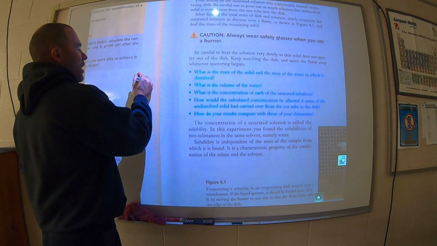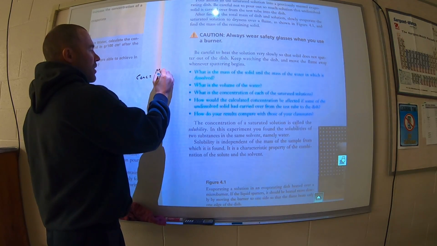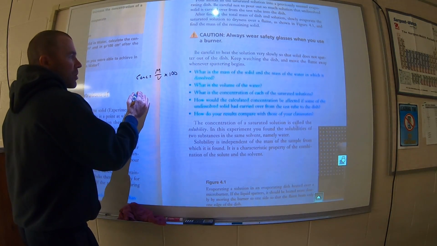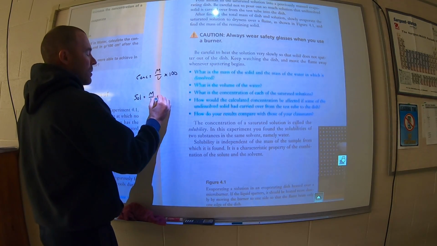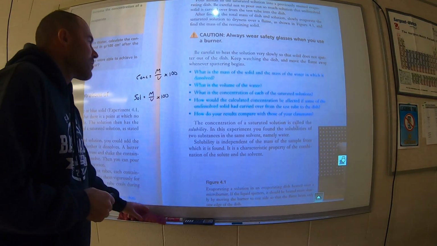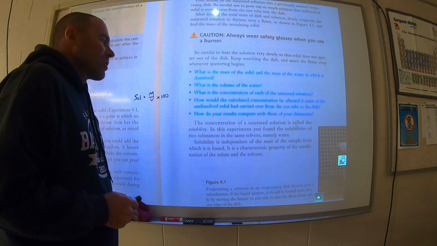Well, here's the equation for concentration. Concentration is mass divided by volume times 100. Same equation as it is for solubility. Remember, solubility is just the maximum concentration. That's all that means. So let's use this equation here, and let's just look at what would happen.